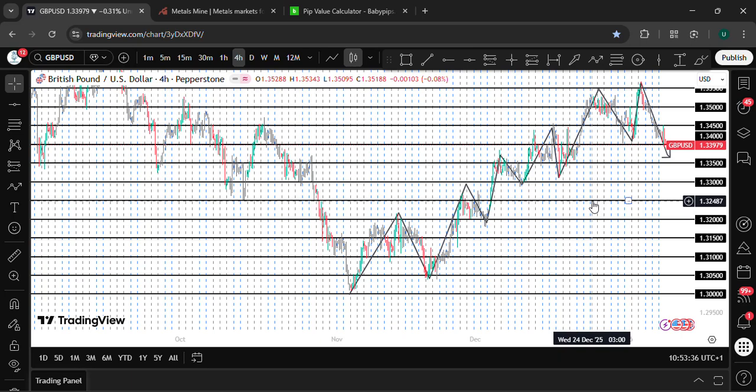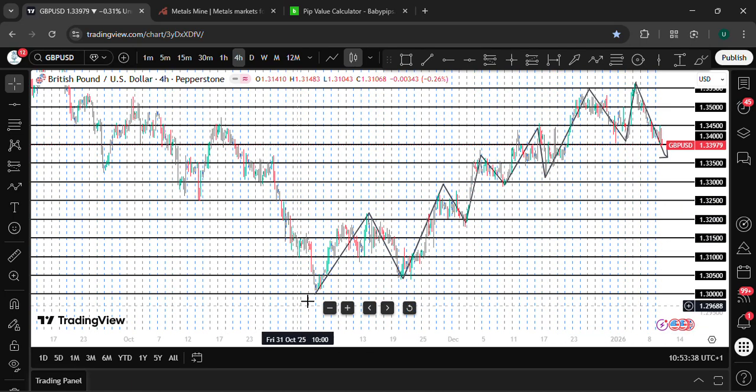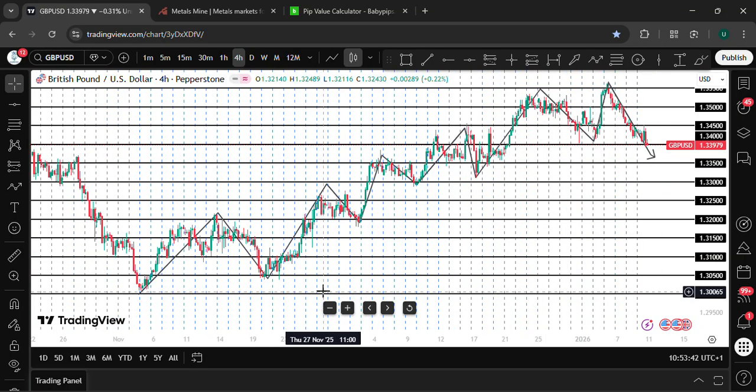So what's happening in this market? If you look very well, you see that the psychological level is always respected. It is very often respected. Look at this psychological level, very important, 1.30000.